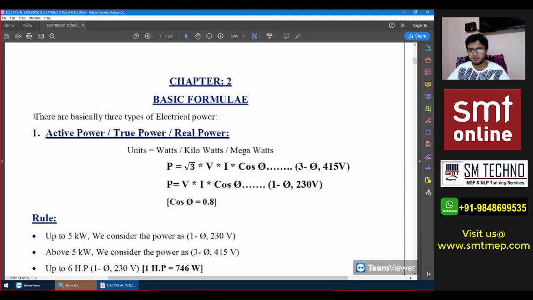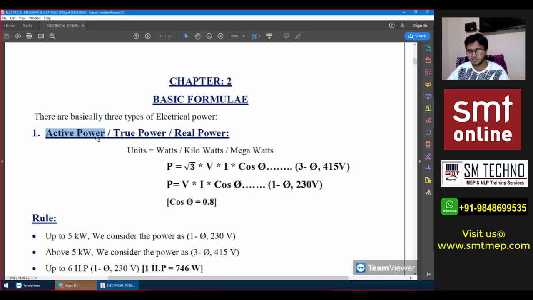In electrical systems, we have three different types of power: active power, apparent power, and reactive power. So what is meant by active power? Don't go for any kind of technical definitions. We are assembled here to understand everything in a very simplified manner.